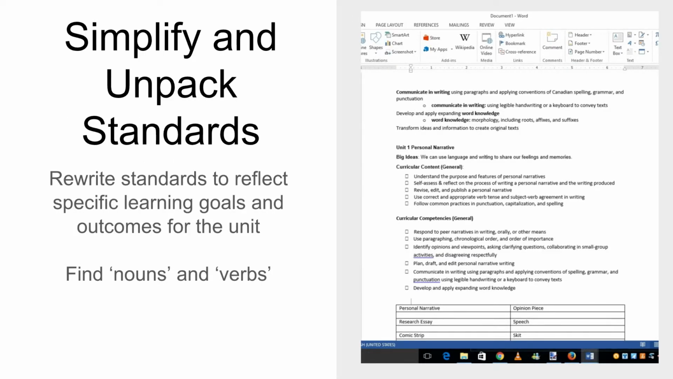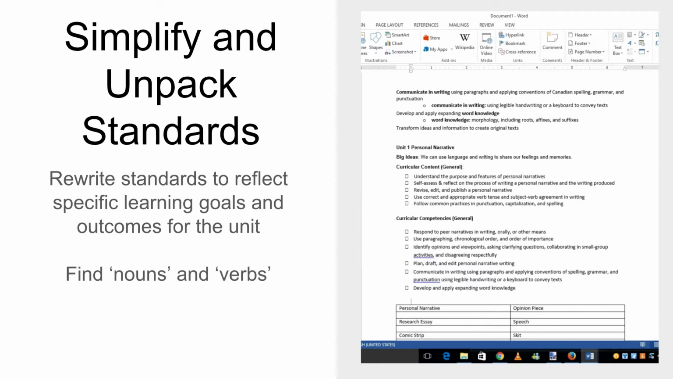Next, and I think this is the most important step, or a very important step, was to simplify and unpack the standards. And by this I mean to rewrite the standards to more accurately reflect what you intend to have the students learn and the tasks that you intend to have them carry out in that unit. It's often recommended that if you're unsure of what to do, you might find the nouns and the verbs. Now, I don't recall actually doing that throughout this process, but I'll show you what I did.